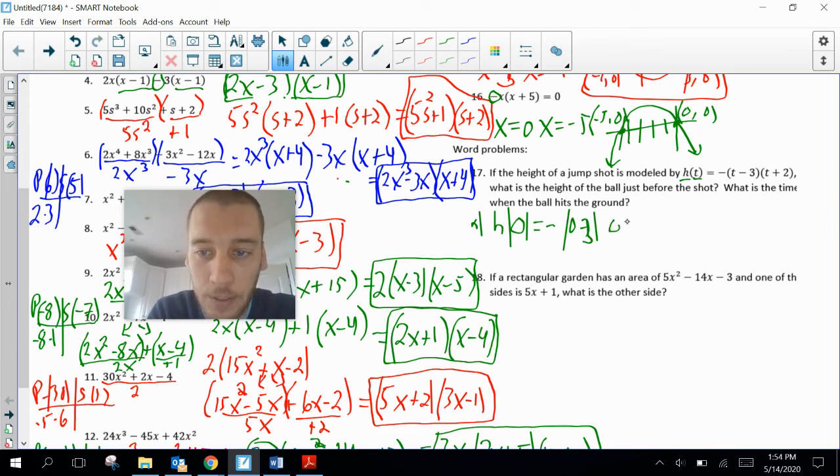And 0 plus 2. And then I just evaluate this. So this is negative 3. Negative 3 times negative is positive 3. 0 plus 2, this is 2. So negative 3, negative 3, which is 3, times 2. The height is going to be 6. 6 feet.